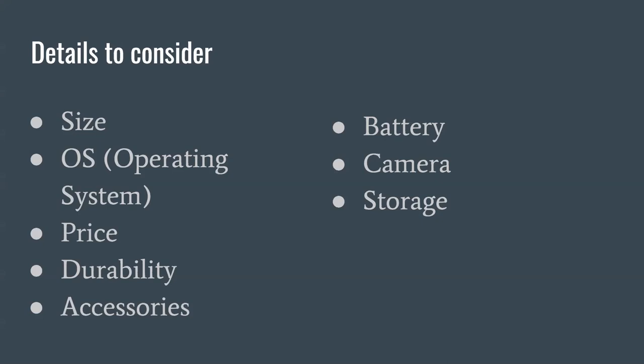And then storage. Storage is the last thing that I want to talk about. Phones come with quite a bit of onboard storage these days. Like I said, I think the standard is about 64 gigabytes or 128 gigabytes, but you can probably get phones that are close to a terabyte of storage built in these days.